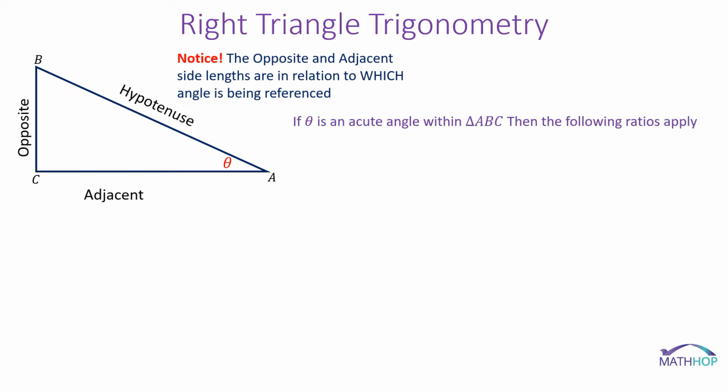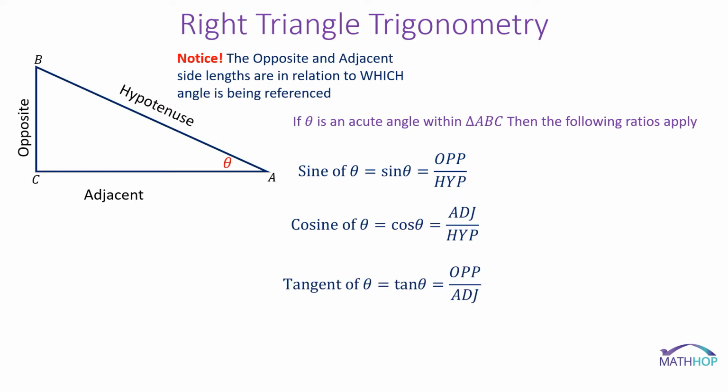So if we have angle theta, which is an acute angle within this triangle ABC, or any right triangle, then the following ratios apply. We have the sine of theta. Sine is abbreviated SIN of theta, and it is equal to the length of the opposite side over the length of the hypotenuse. Next, we have cosine. Cosine is abbreviated COS. It is equal to the length of the adjacent side over the hypotenuse. Then we have tangent. Tangent of theta is abbreviated TAN, and again, we put the theta symbol there. It's equal to the length of the opposite side over the adjacent side.